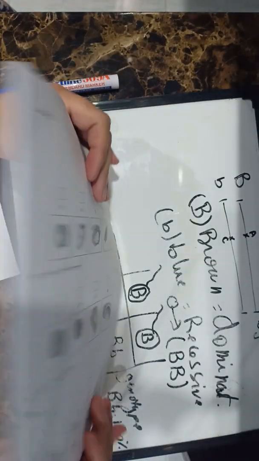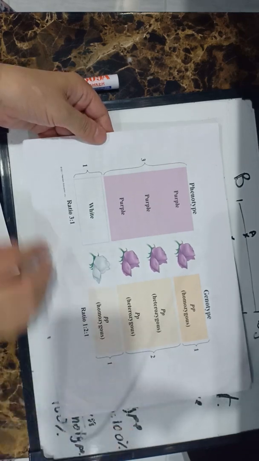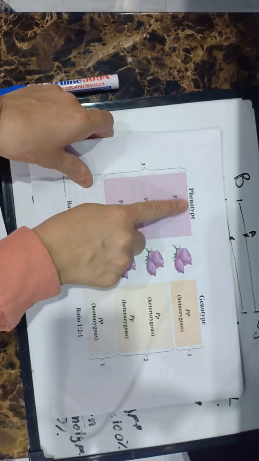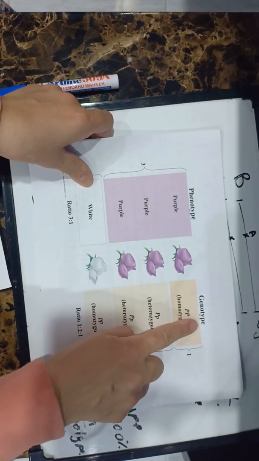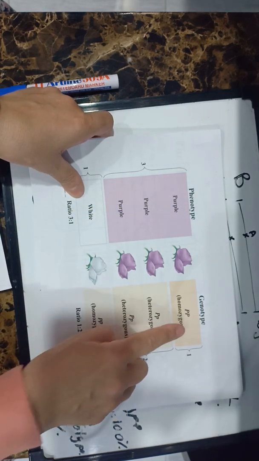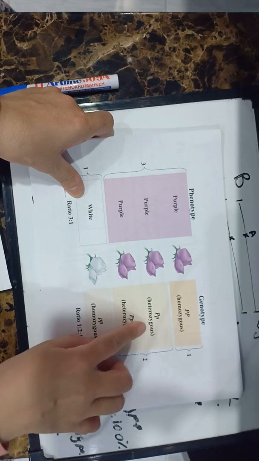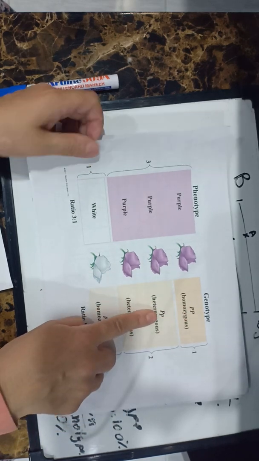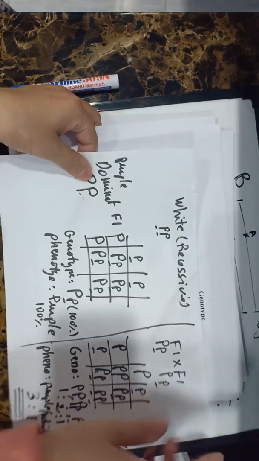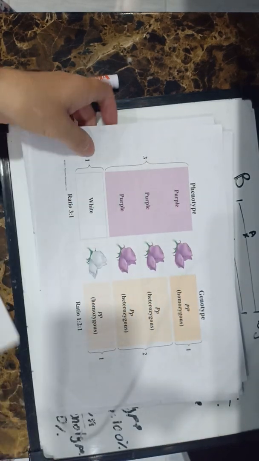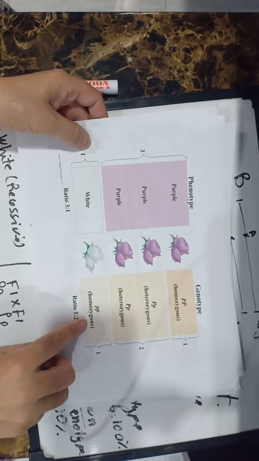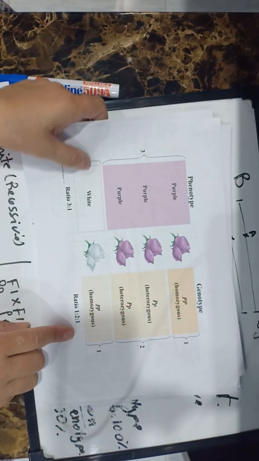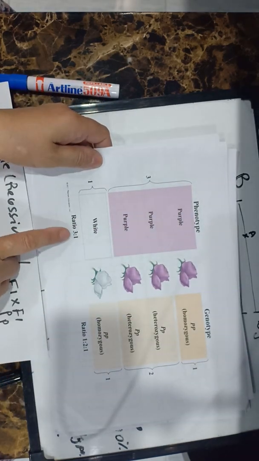Okay, so this is actually summarizing the whole thing. So we have here 3 purples, 1 white. So this is phenotype, the one you can see. And genotype is actually the genes or the alleles. So what do we have here? Capital P, we have 1. Capital P, small p, we have 2. Remember, we have 2. This one and this one. And homozygote, you have 1. So the ratio for genotype is 1 to 2 to 1. The ratio for phenotype is 3 to 1.